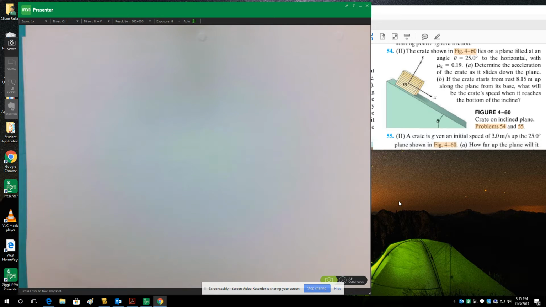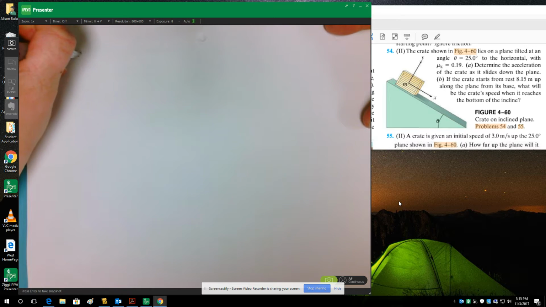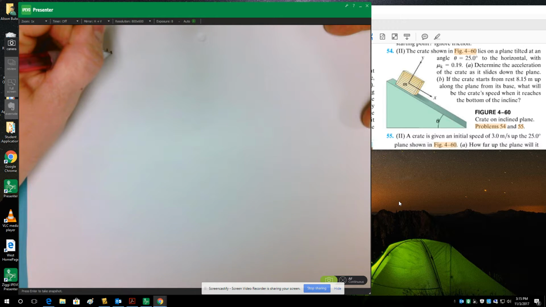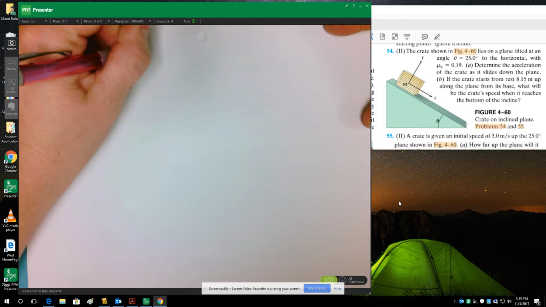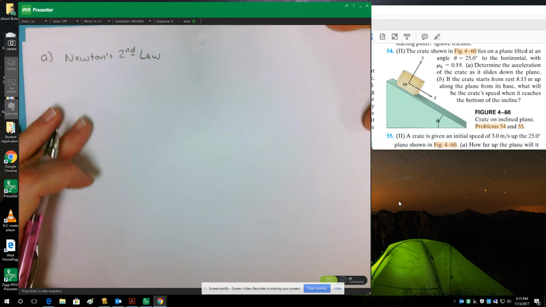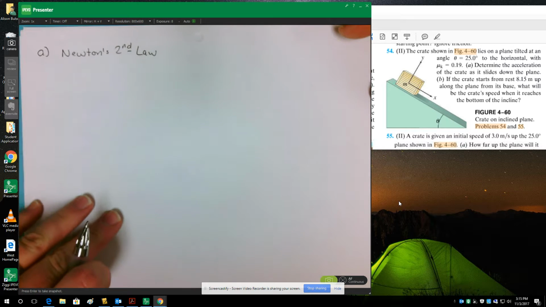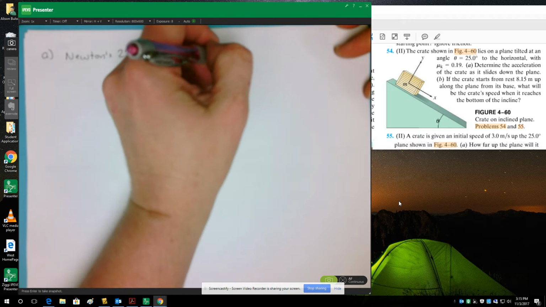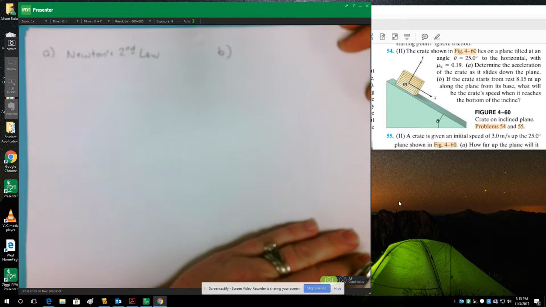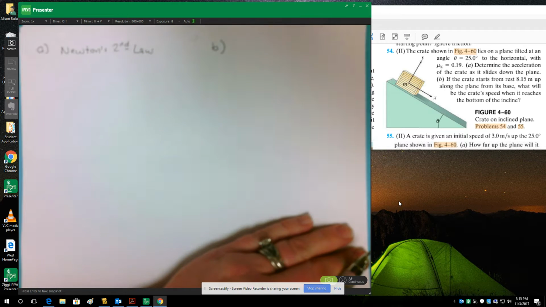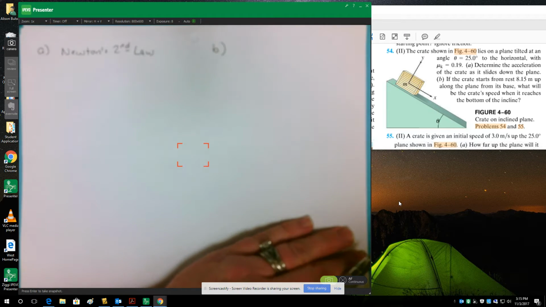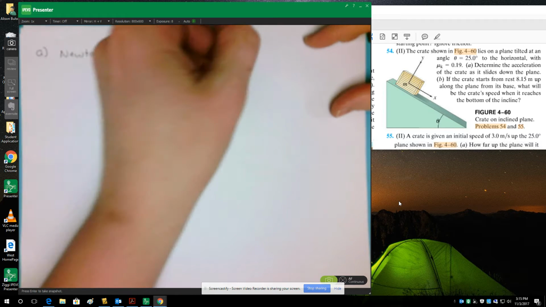So the first part of the problem: determine the acceleration of the crate. Given the incline plane and knowing the coefficient of kinetic friction, I'm thinking Newton's second law, and the free body diagram that accompanies that, and solving for acceleration using Newton's second law. For part B, however, given the length of the plane, 8.15 meters, and being asked for the crate's speed at the bottom of the plane, that sure sounds like a kinematics problem to me. That's kinematics.